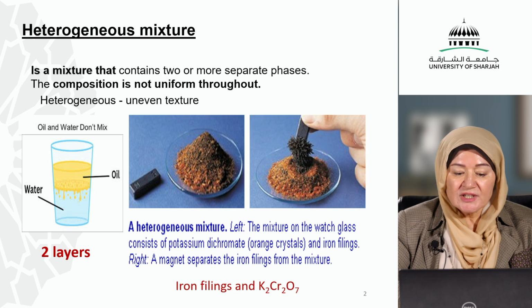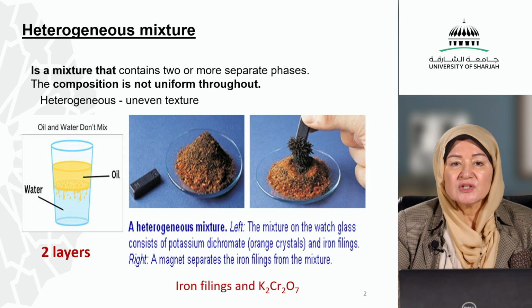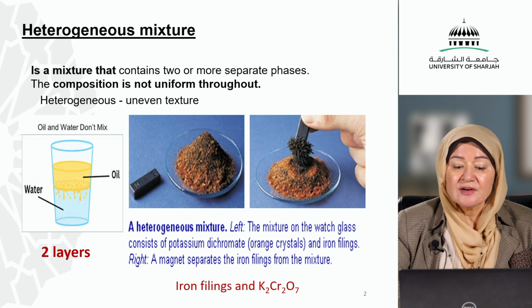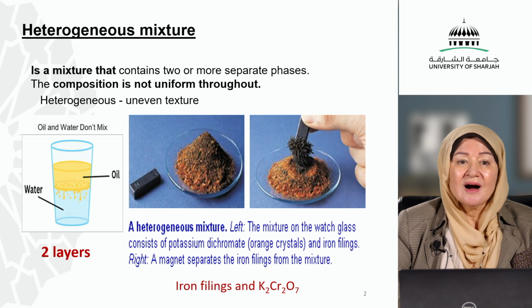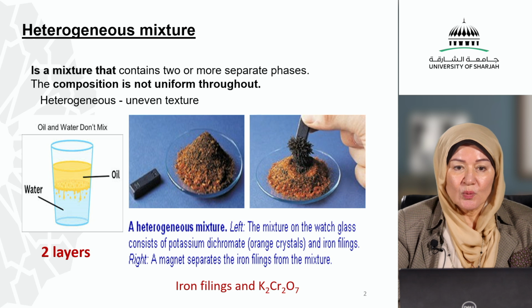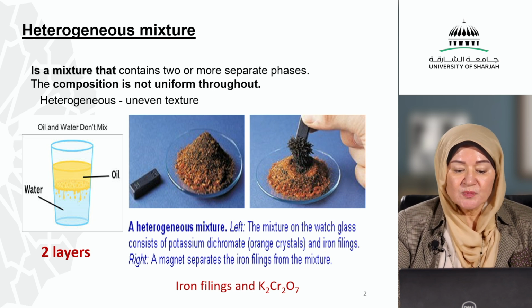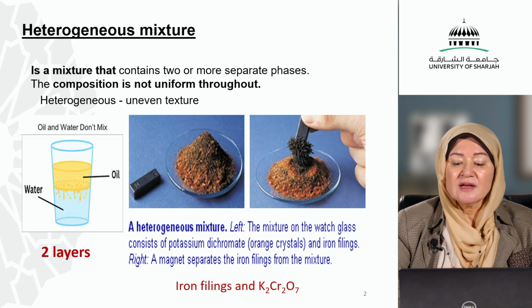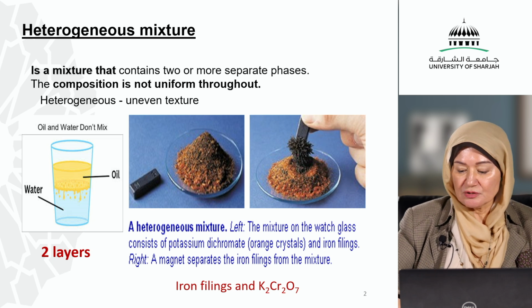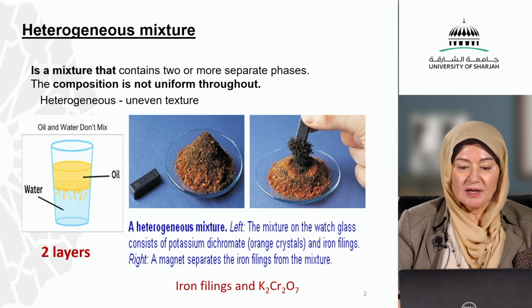The mixture in the glass consists of potassium dichromate, as orange crystals, and iron filings. Are they mixed so well together as one phase? No. If I just put a magnet, it separates the iron filings from the mixture. It means here I do have different phases or uneven texture.